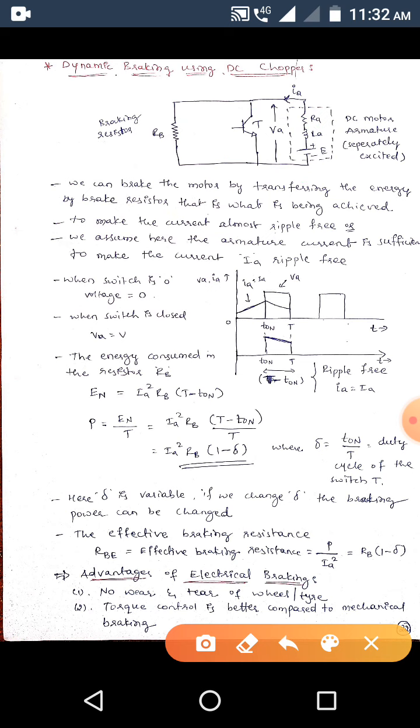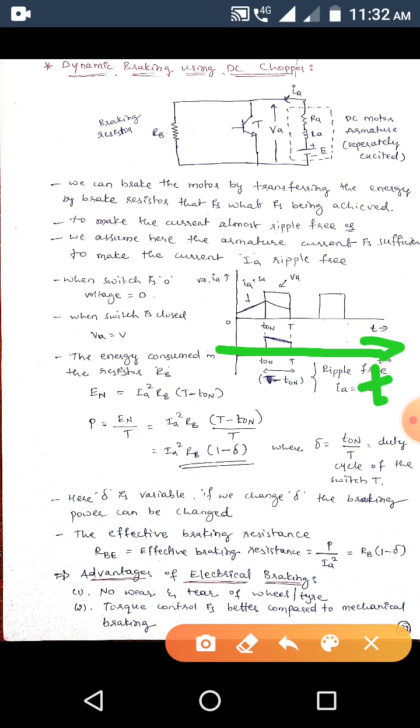Then the energy consumption En is equal to IA square into RB. Across the RB we are calculating, so that's why En is equal to IA square into RB. Now let us draw the current circuit here. Okay, only the current consumption of the motor here.